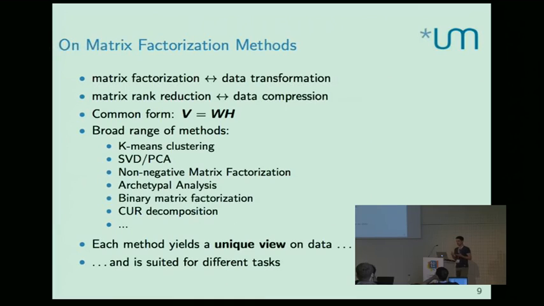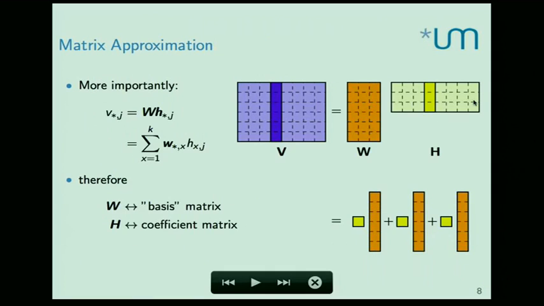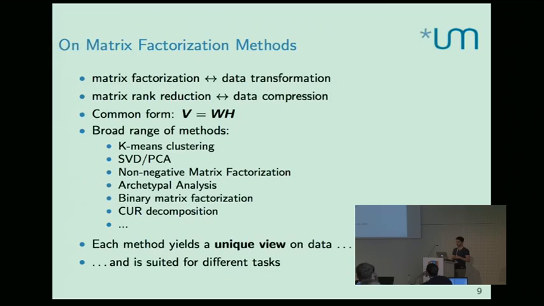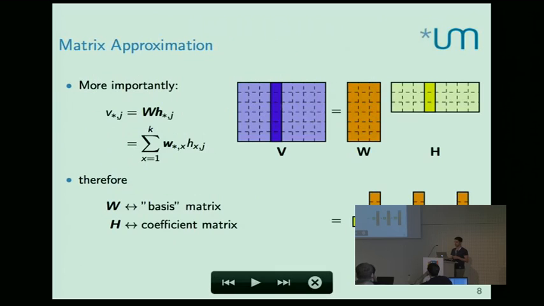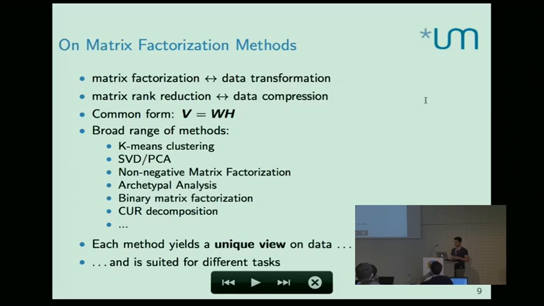So from that you could already see that matrix factorization is nothing else than data transformation. So you take the data, transform it into something else, and then the outcome is, for example, this H, where you now have a completely different representation for the same data. And if you choose a lower rank, then you can also compress the data. So instead of having, for example, this large matrix V, you now end up with this rather smaller matrix H.